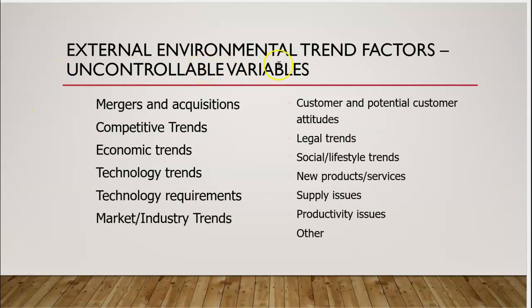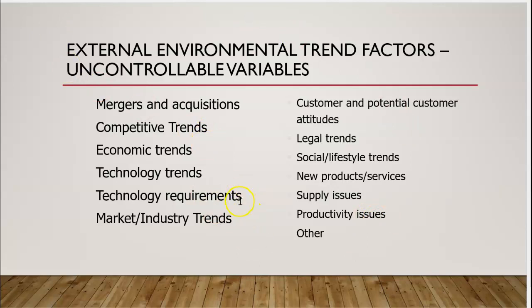External environmental trend factors. These are uncontrollable variables. Mergers and acquisitions, competitive trends, economic trends, technology requirements, market and industry trends, customer and potential customer attitudes. Okay, people change all the time. Legal trends, social and lifestyle trends, new products and services, supply issues. Well, with COVID, this is a big issue now. Productivity issues. Okay, and all of these things affect management accounting.